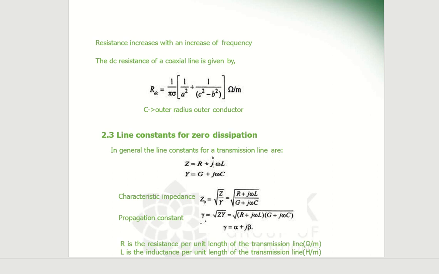The DC resistance of the coaxial line is given by R DC is equal to 1 by pi sigma into (1 by a square plus 1 by c square minus b square). The c represents the outer radius of the outer conductor.